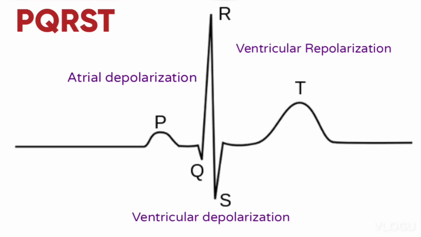Now the question is, where is atrial repolarization? If QRS represents ventricular depolarization or contraction and T wave represents ventricular repolarization or relaxation, then where is atrial repolarization? Well, it can be found within the QRS. As you can see, the QRS complex is a tall structure because ventricles tend to contract stronger than the atria. They tend to mask the atrial repolarization.